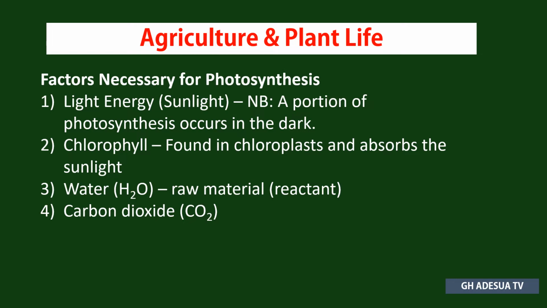Now the other thing is chlorophyll. The chlorophyll is found in chloroplasts. Chloroplasts are found in cells, specifically plant cells. Inside the plant cells where the chloroplasts are, their material is green, and that is what we call the chlorophyll. The chlorophyll is a photosynthetic material. These chlorophylls absorb the sunlight or the light energy for the process of photosynthesis to take place. And like I mentioned, we need water as a reactant, and we need carbon dioxide also as a reactant.